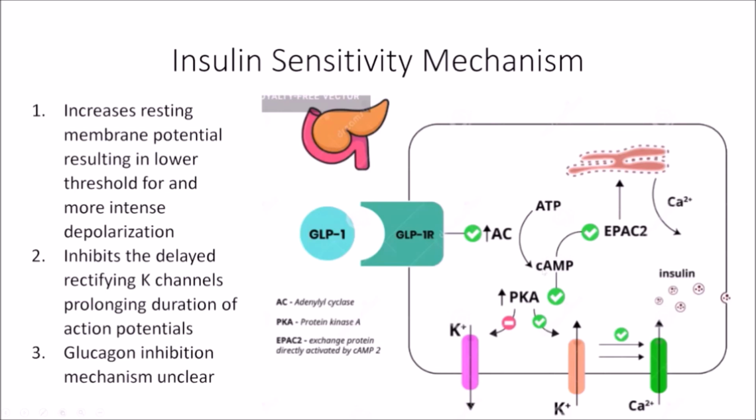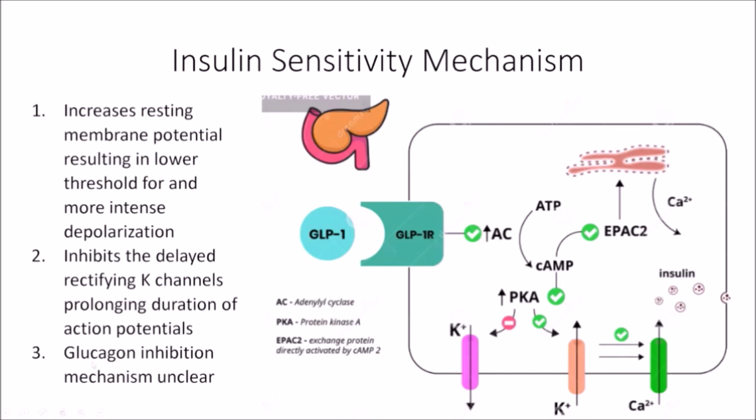Furthermore, on the other hand, cyclic AMP also activates this EPAC2, which helps to release even more calcium from the endoplasmic reticulum. So in a variety of ways, the GLP-1 agonists are able to increase the voltage, resting membrane potential, and also increase the duration of the action potential.